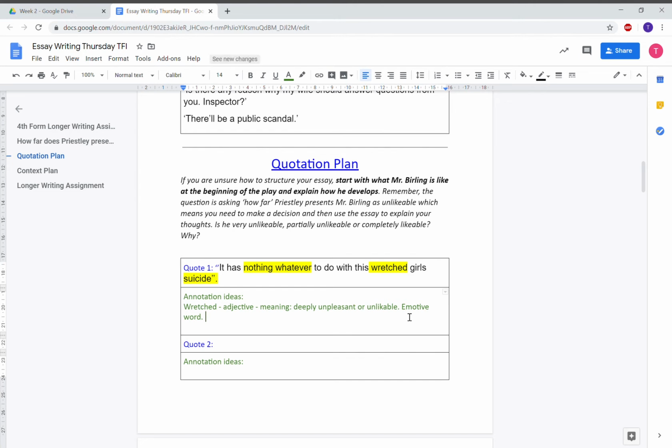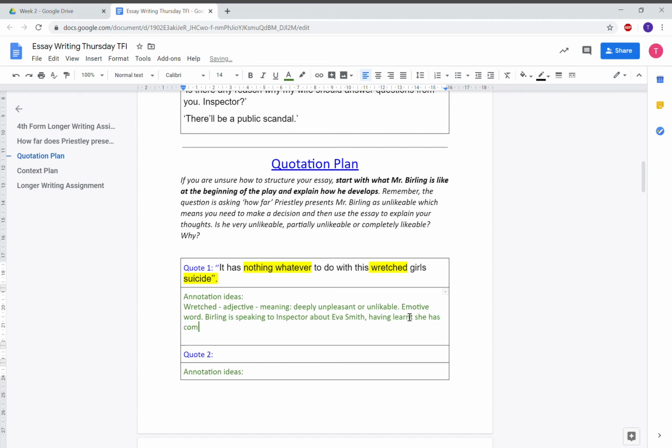What else can I say about the word wretched? Well, I can link it, I suppose, to the context, okay? So here, Birling is speaking to the inspector about Eva Smith, having learned she has committed suicide that day. I think this is really important, okay? It's useful to add this in our annotation because it says a lot about Mr. Birling as a human being, okay?